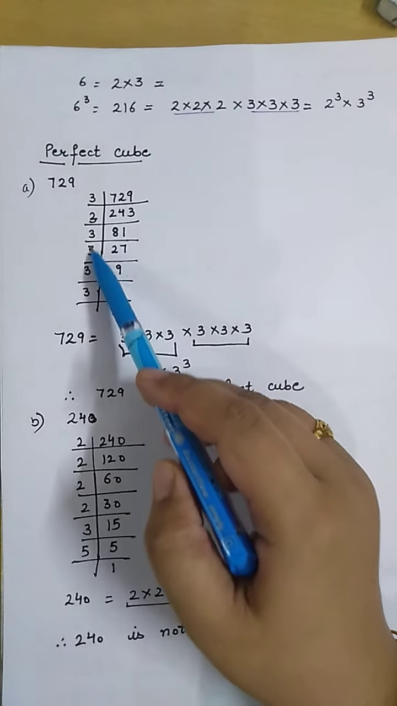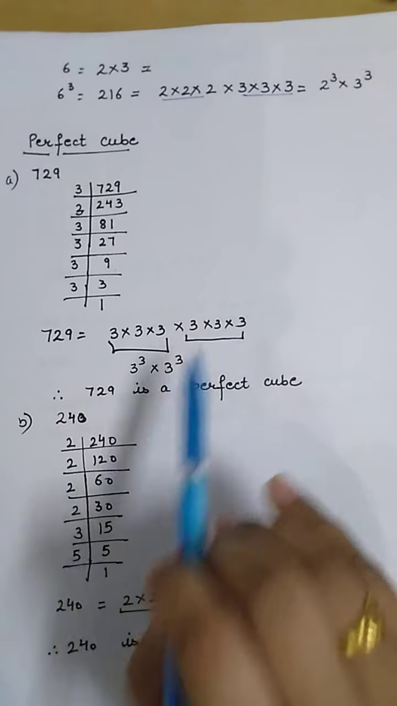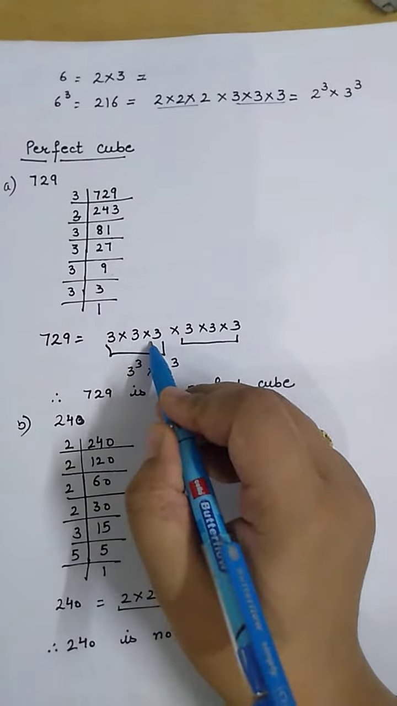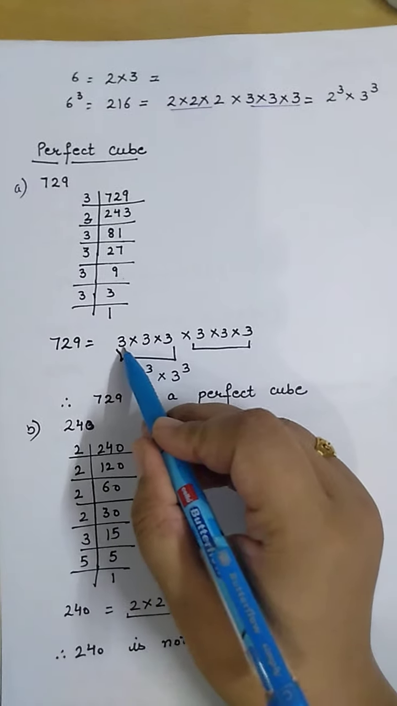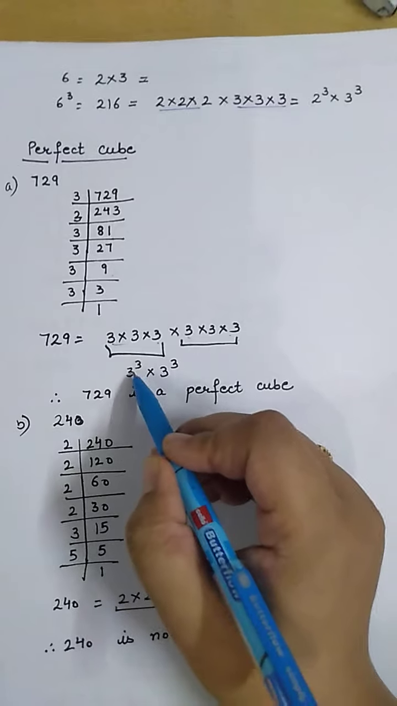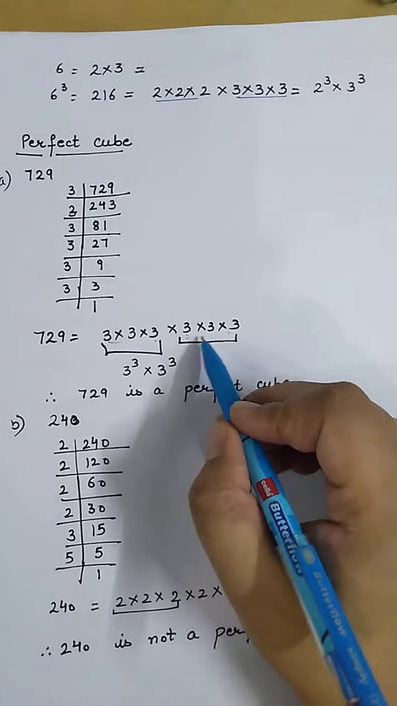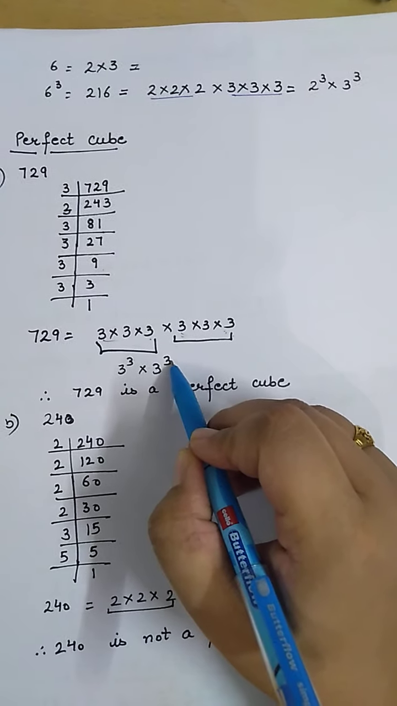Now how many 3's have I got? 6. So I will make pairs of 3, 3. I will divide them into 3, 3. So 1 pair of 3 here and 1 pair of 3 here I have got. So these 3 3's can be written as 3 cube. These 3 3's can be written as 3 cube.